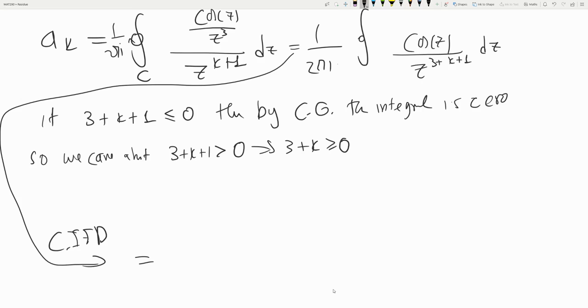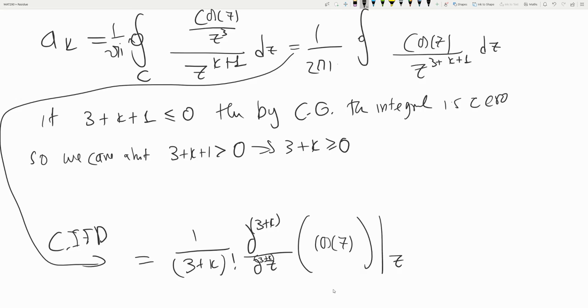All right. So here I can just use the CIFT, Cauchy integral formula for derivatives. So this is 3 plus k factorial, and then you have to take the derivative 3 plus k times of cosine, and then evaluate at 0. Good.